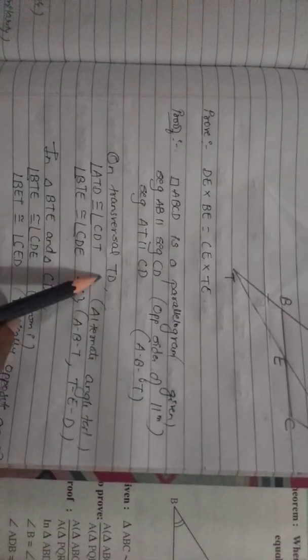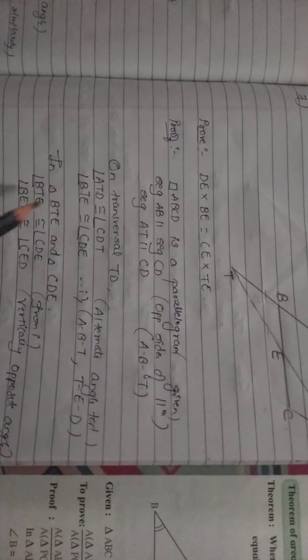We know quadrilateral ABCD is a parallelogram, and opposite sides of a parallelogram are parallel. So AB is parallel to CD. In place of AB, we can write AT parallel to CD. A, B, T are collinear points. On transversal TD, as I said earlier, if two lines are parallel, look for the transversal. So over here TD is the transversal.